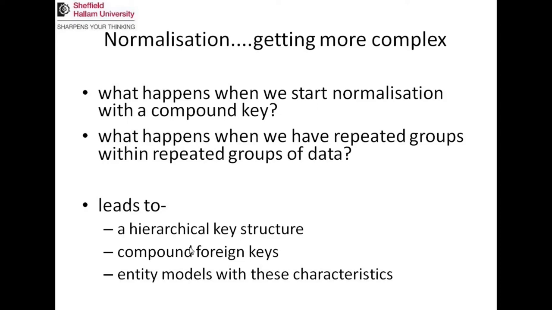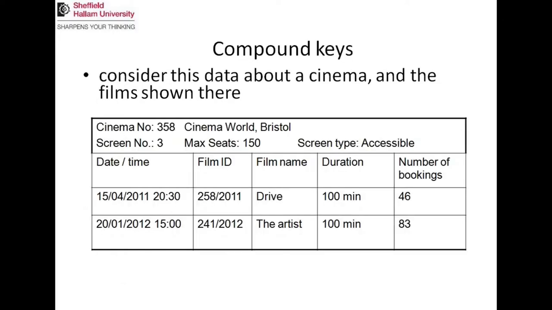Hello, this video is to show an example of normalization as things get more complicated. In particular, in this document, the header of the data contains a compound key. I'll explain better. The data still divides between a header and, underneath, a series of lines that are repeated.